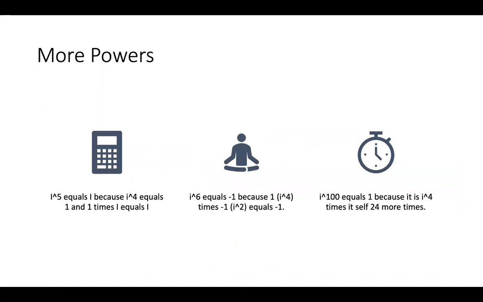So what are some more powers of i? i to the fifth equals i, because it's basically i to the fourth times another i, and i to the fourth is 1, and i to the power of 1 is just i, so i times 1 is i. So i to the fifth is i.